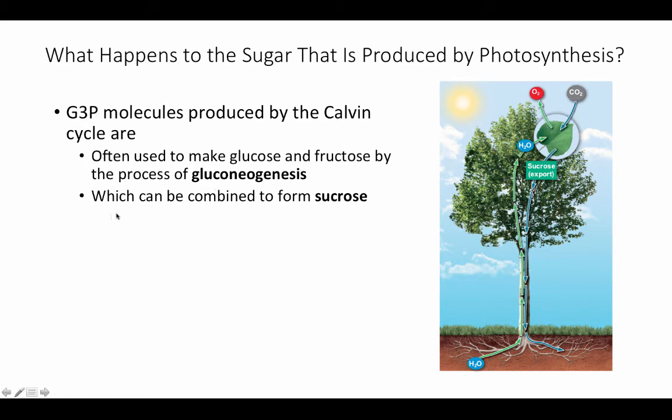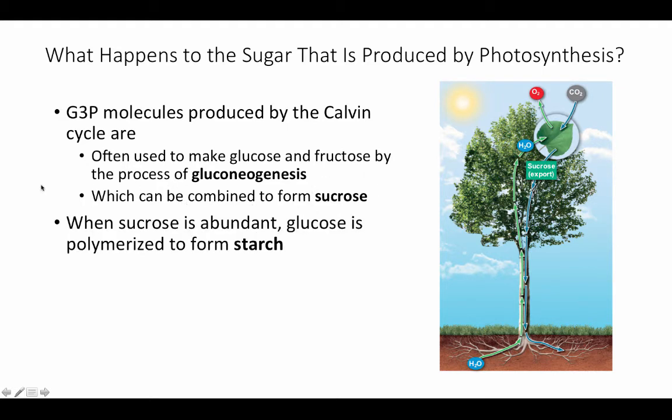And then these glucose and fructose can be combined to form sucrose. So when sucrose is very abundant, then the plant is going to start to store it up in the form of starch. So the glucose is going to be polymerized to form starch to store for later use. And then the starch is going to be broken down into glucose at night. Why at night? Because that's when photosynthesis isn't happening, and that's when the plant is going to use those sugar stores, because it's not producing any new sugar when it doesn't have any light to use as fuel.